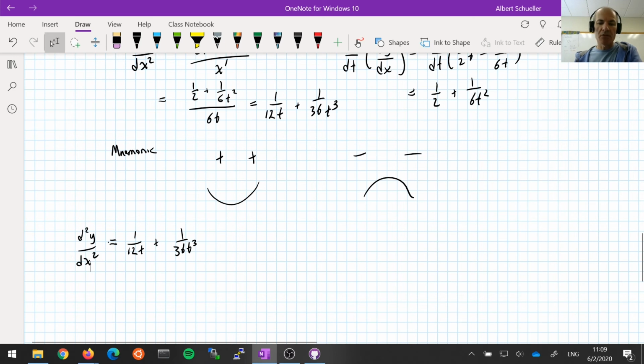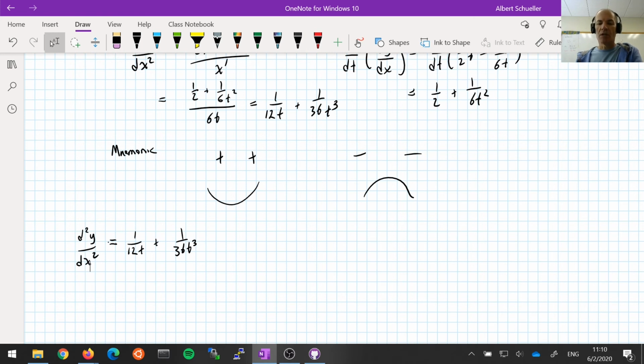And what we notice here is that this is positive when t is positive and negative when t is negative. And this is positive when t is positive and negative when t is negative. So in fact, the signs of these two terms agree for all t, at least for all t where it's defined. So they're never going to cancel each other. So this quantity can never be 0. So it can't change sign because of a 0.